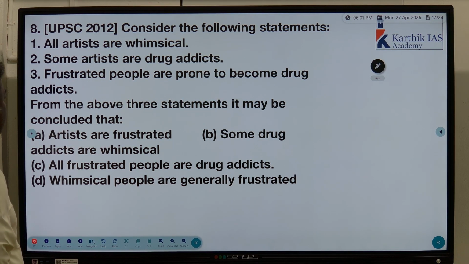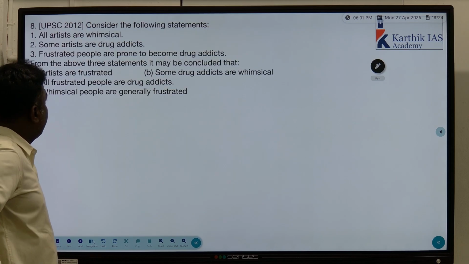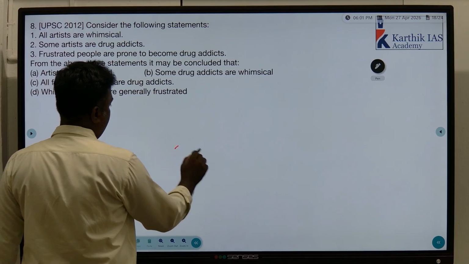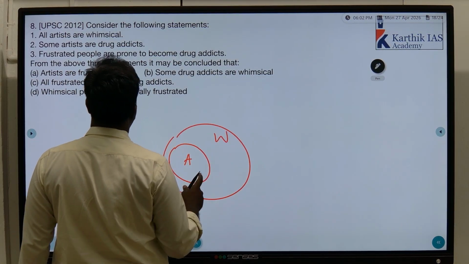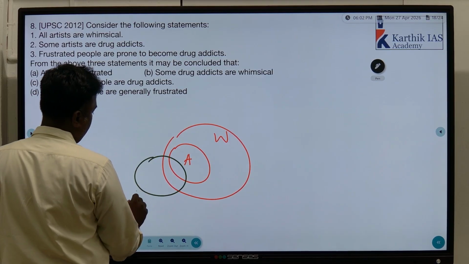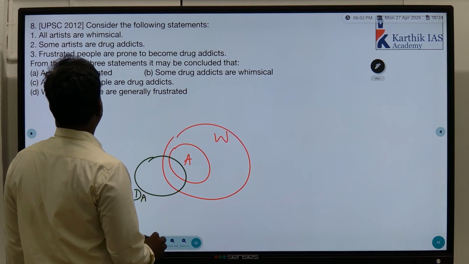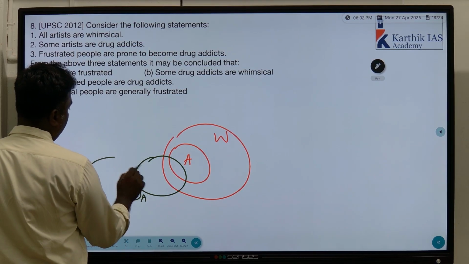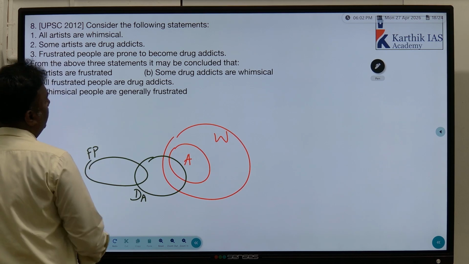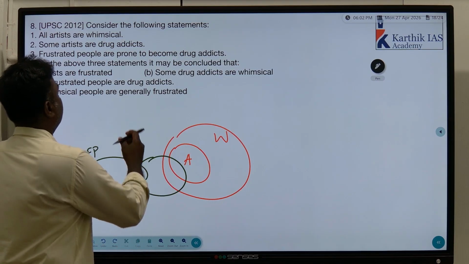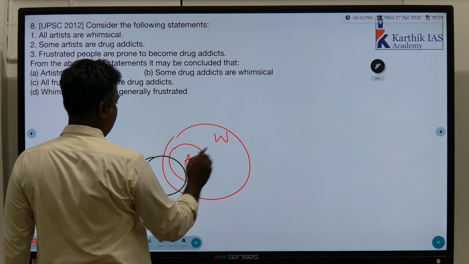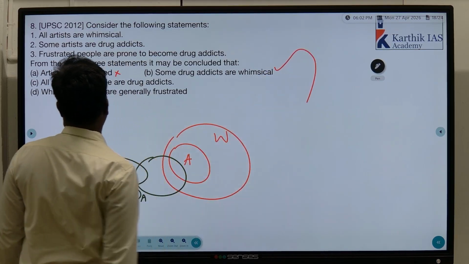All artists are whimsical. Some artists are drug addicts. All artists are whimsical: artist inside whimsical. Some artists are drug addicts: you can make it here. Some frustrated people are prone to drug addiction. That's what. Artists are frustrated, we can't say. Some drug addicts are whimsical, that we can say. Understand?